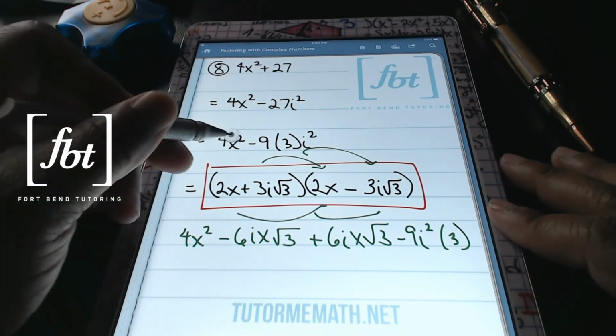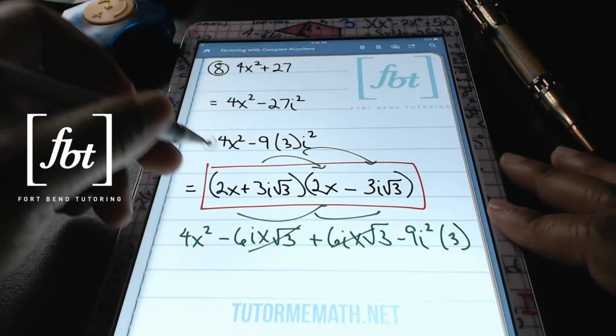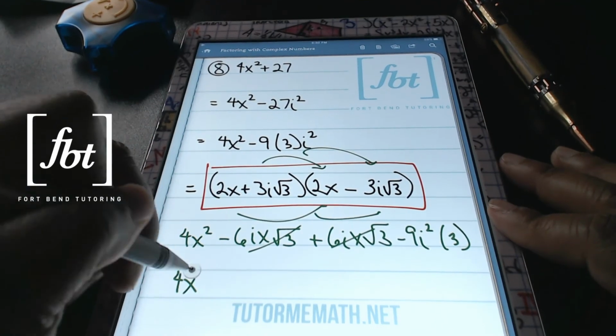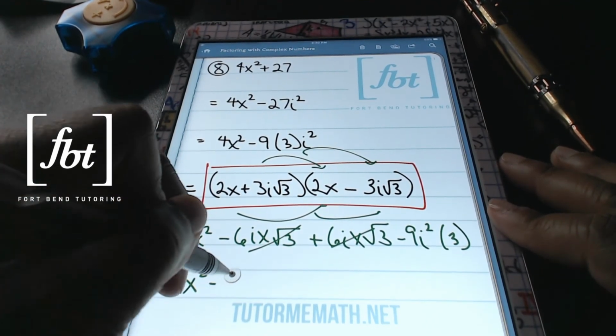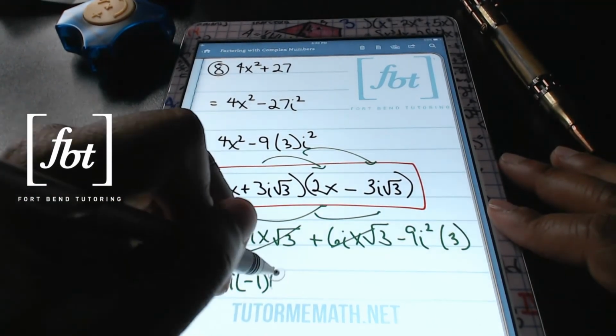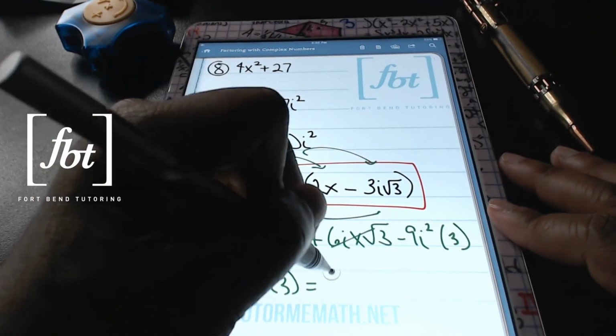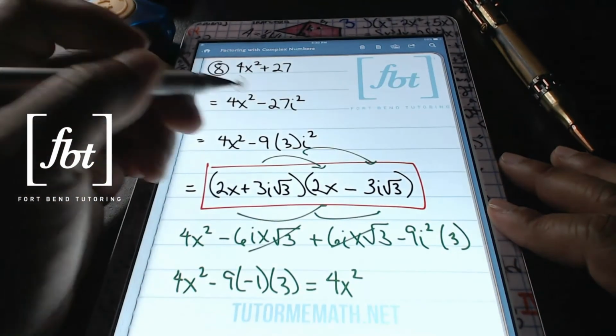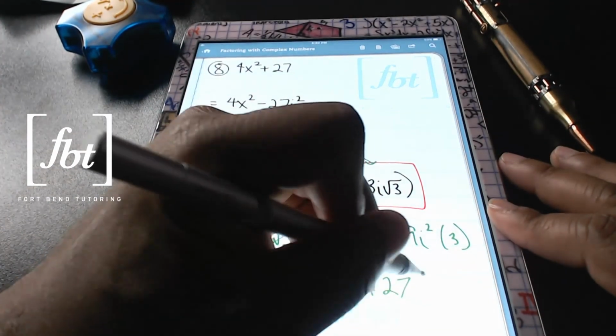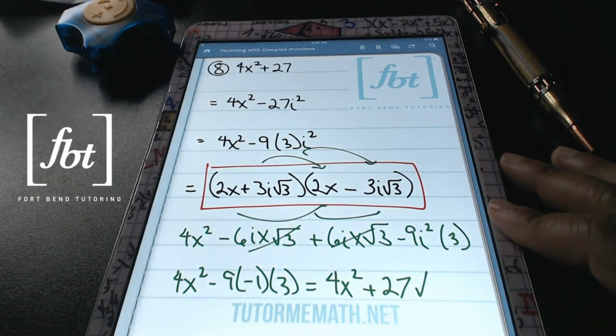Just like that. We know that our middle terms are going to cancel out here. They're gone. Goodbye. And we have 4x squared minus 9 times negative 1 times 3, which equals 4x squared plus 27. And this verifies that our result is correct.